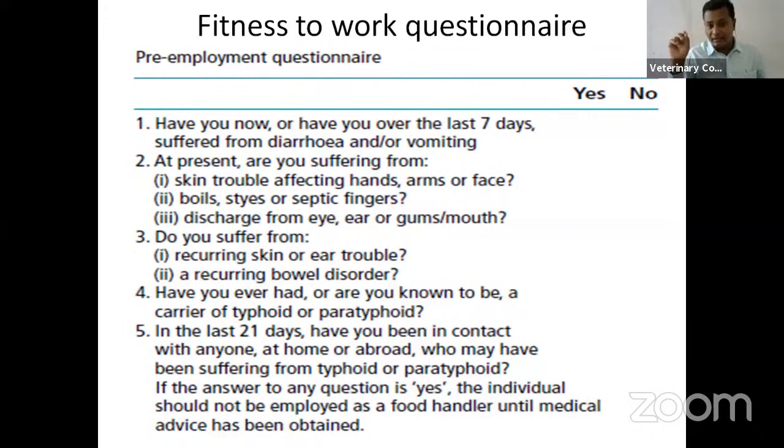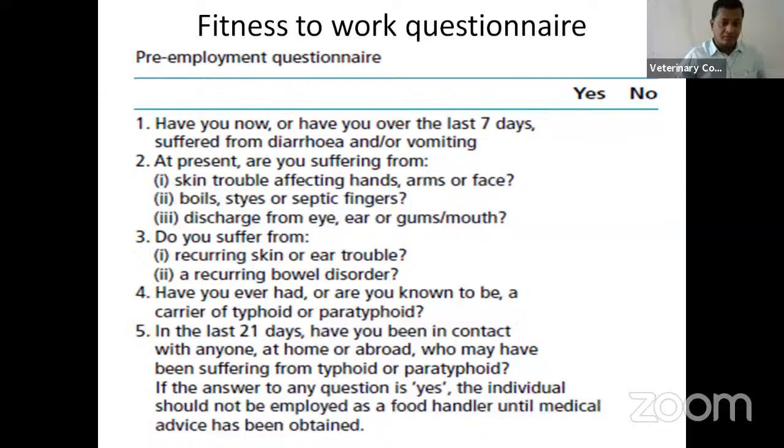Have you ever had or are you known to be a carrier of typhoid or paratyphoid? If the answer is yes, send them back. Don't employ them at all. They can be given some managerial work in the office, but not in the laboratory. If the answer is no, then you go to the next question. Fifth question. In the last 21 days, have you been in contact with anyone at home or abroad who may have suffered from typhoid or paratyphoid?